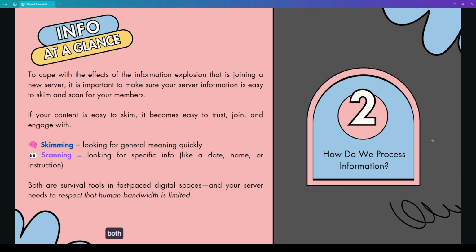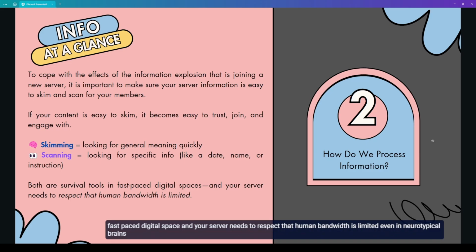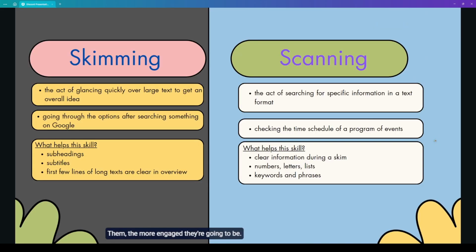Both are survival skills in a fast-paced digital space, and your server needs to respect that human bandwidth is limited. Even in neurotypical brains, we live in a world where people are exhausted, so the less mental load you can take off of them, the more engaged they're going to be. So what are some differences here? Because we're getting ready to do an activity.